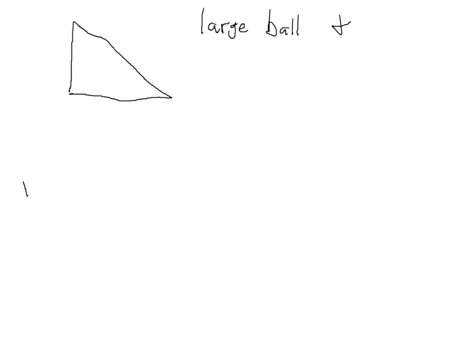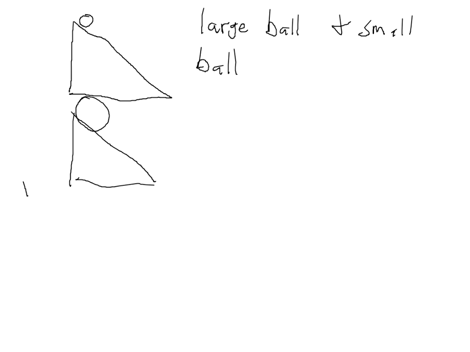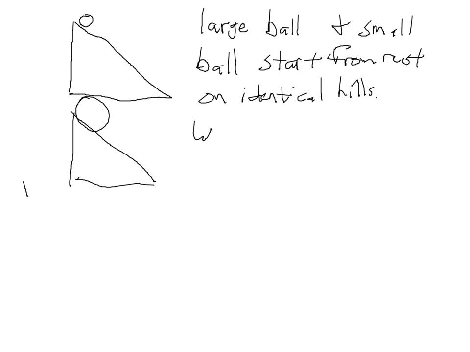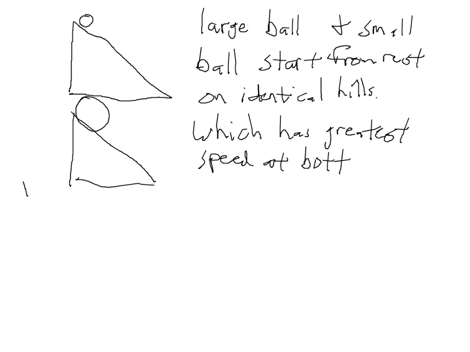Let's say we have at the top of the hill a large ball and a small ball. Both start from rest at the top of the hill. So there's one, and then we have an identical hill, and there's a big ball at the top. Okay, they both start from rest on identical hills, and then the question is which has the greatest speed at the bottom. I recommend you pause and think about it for a moment, and then when you're ready to hear the answer, I will tell you.